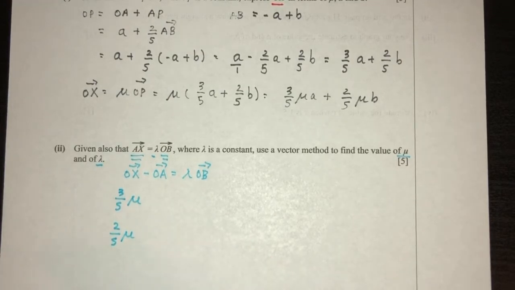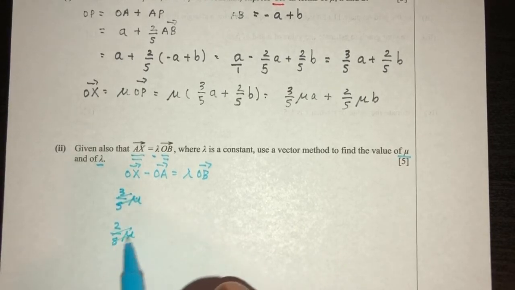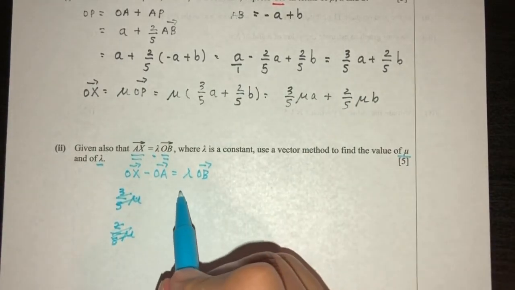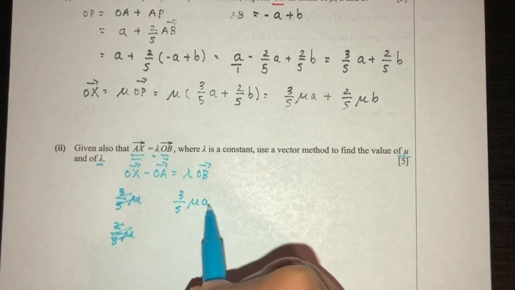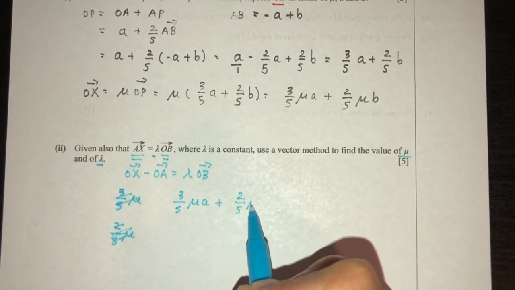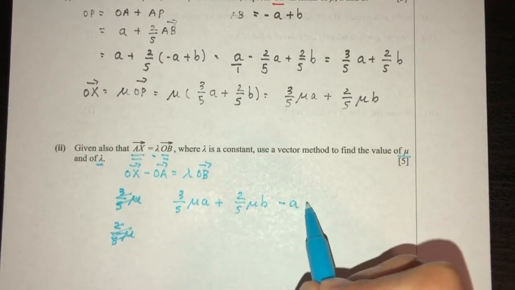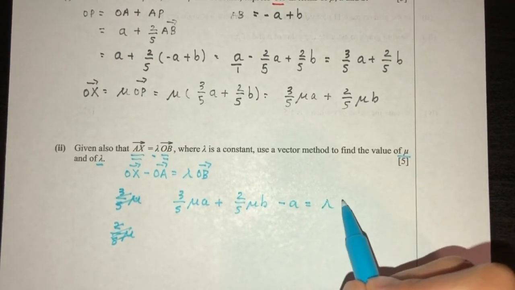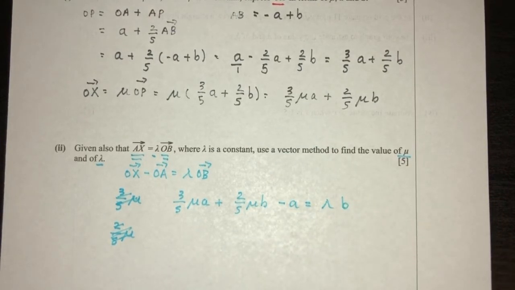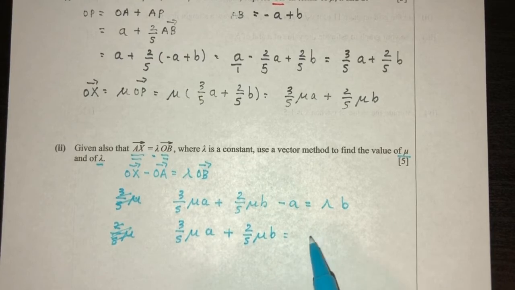We can write this down in this way just to help you, but you don't need to do that. You can just do the regular way. 3/5 μa plus 2/5 μb. OA is minus a, equal to λ, OB is b. Now we can simplify. We can just compare the coefficients. We can send this over here. You will have 3/5 μa plus 2/5 μb equal to a plus λ times b.